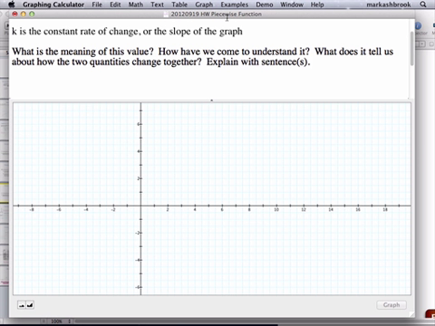The slope. It gives you the relationship of how they change together. How they change together. Christina? It expresses a numerical relationship between x and y. Okay. So what relationship? What does the number mean?